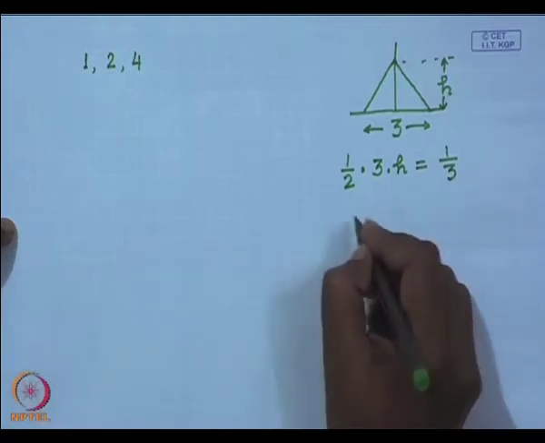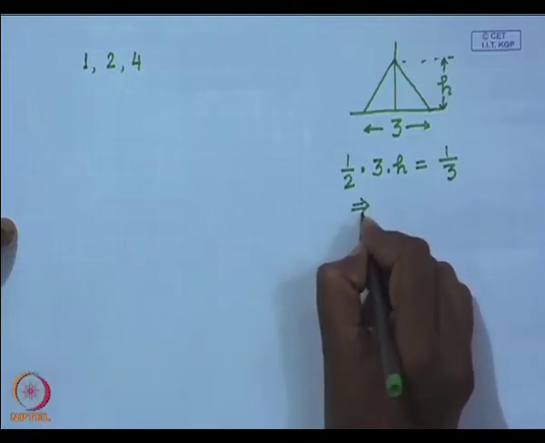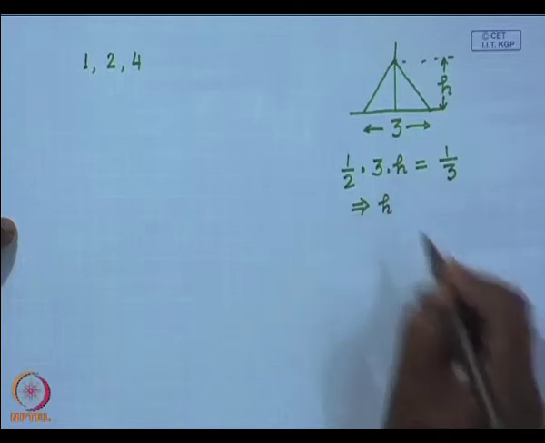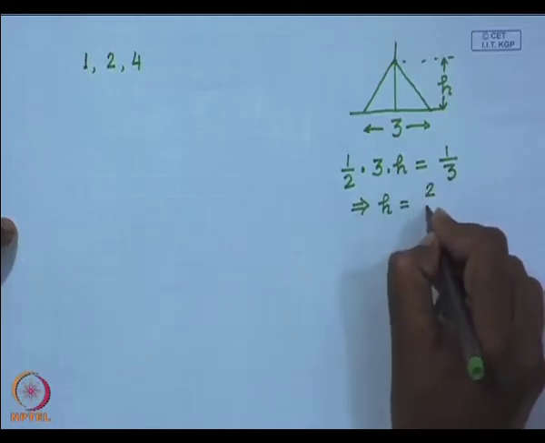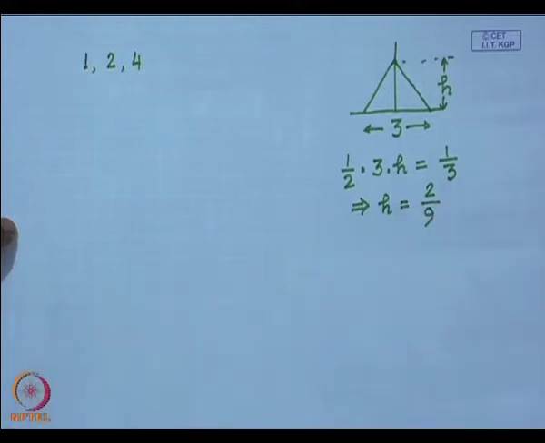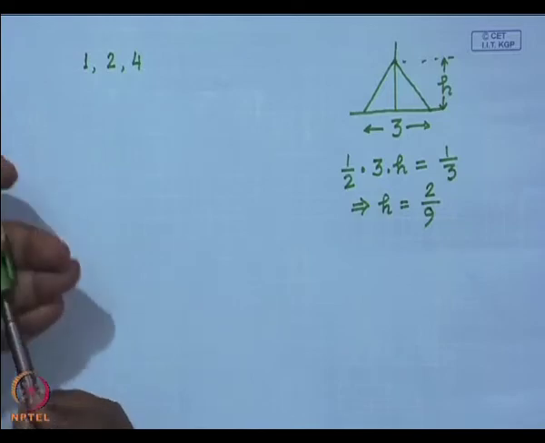And once I have this, from here I can obviously compute the height h, which is nothing but 2 upon 9. So, this is quite fine. Now, let us see, if I use these triangular windows, how the overall estimated probability density function is going to look.